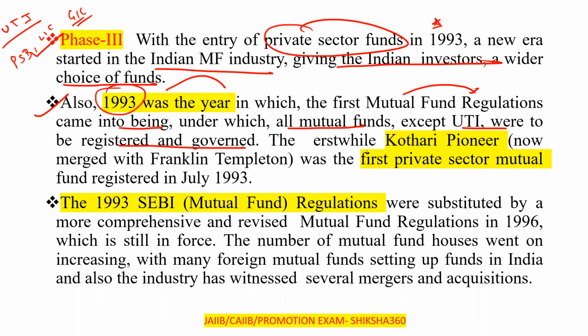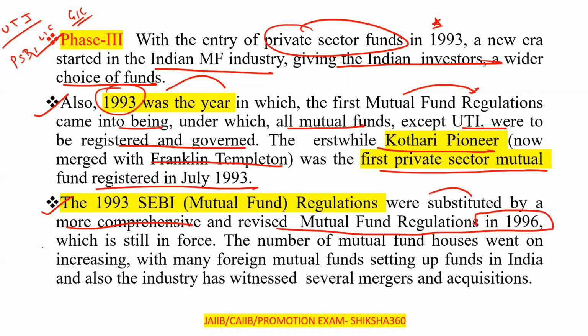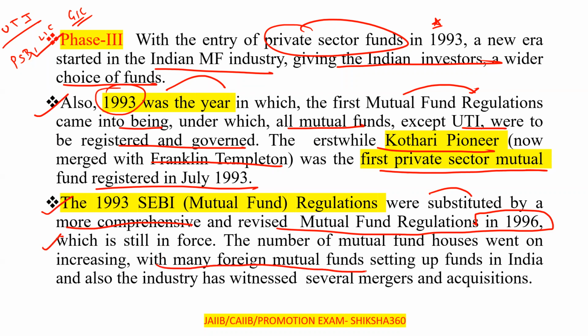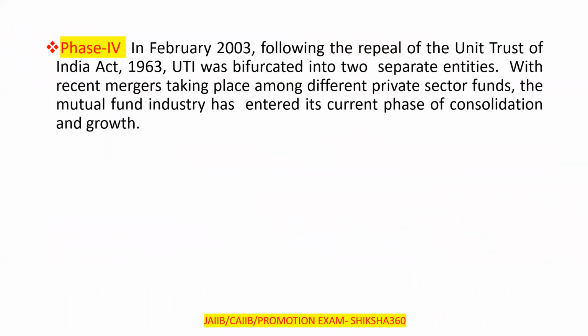In which year? 1993. The erstwhile Kothari Pioneer, presently merged with Franklin Templeton, was the first private sector mutual fund registered in July 1993. Clear? So which first private sector mutual fund? It was registered in July 1993. The 1993 SEBI regulations were substituted by more comprehensive and revised mutual fund regulations in 1996, which are still in force. The number of mutual fund houses went on increasing with many foreign mutual funds setting up funds in India, and the industry has also witnessed several mergers and acquisitions.